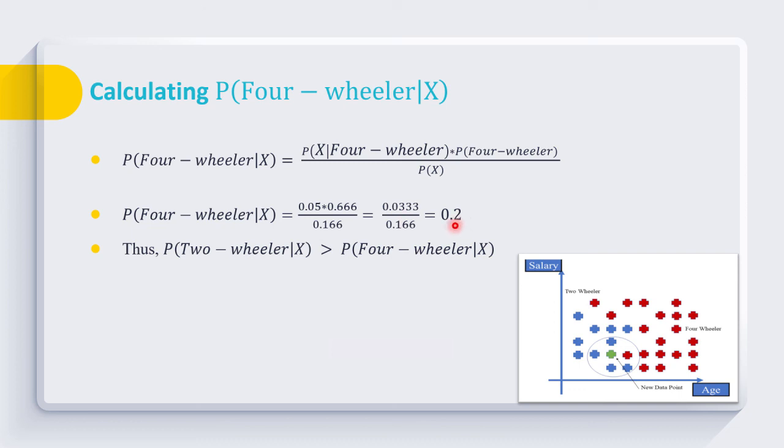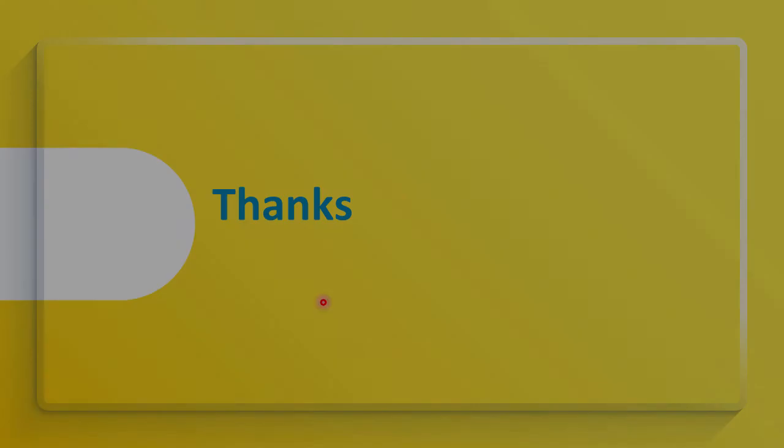So you can clearly see that the probability of four-wheeler given x is 0.2, while the probability of two-wheeler given x was 0.8. So the predicted class will be two-wheeler. So by using Bayes theorem, we can find out our predicted class. We have performed this for binary classifier, but the same logic can be applied in case of multi-class classifier. I hope this video has given you fair idea about the working principle of NB classifier. Thanks for watching this video.